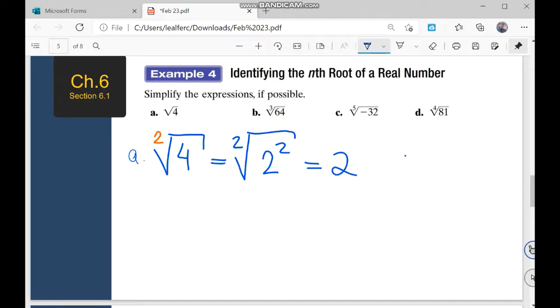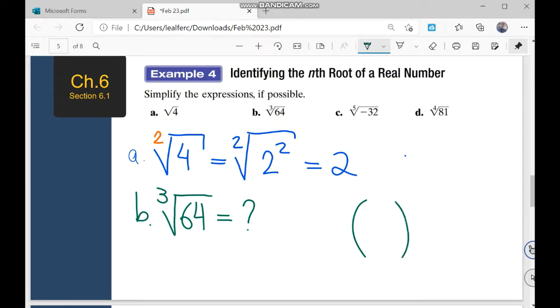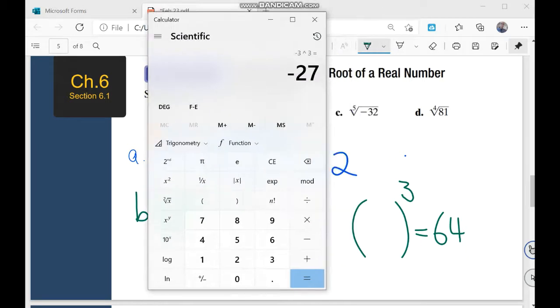Now let's try letter B. This is okay because we have seen square roots yesterday, but now we're going to work with a cube root. Cube root of 64. What is the cube root of 64? We need to find a number that, raised to the exponent 3 or cubed, equals 64. You can use your calculator. You can get some help with your calculator. And let's try a few numbers.